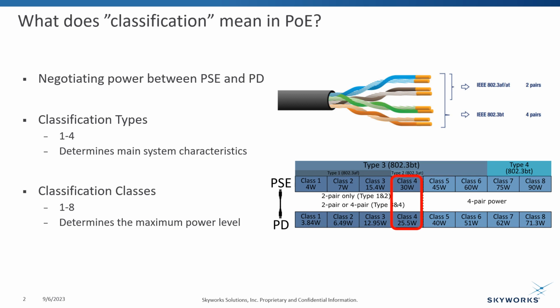For example, if you have a 100 meter long cable, a Type 2 Class 4 PSE, with a maximum power of 30 watts, on the other side of the Ethernet cable, the maximum power of the PD will be 25.5 watts.